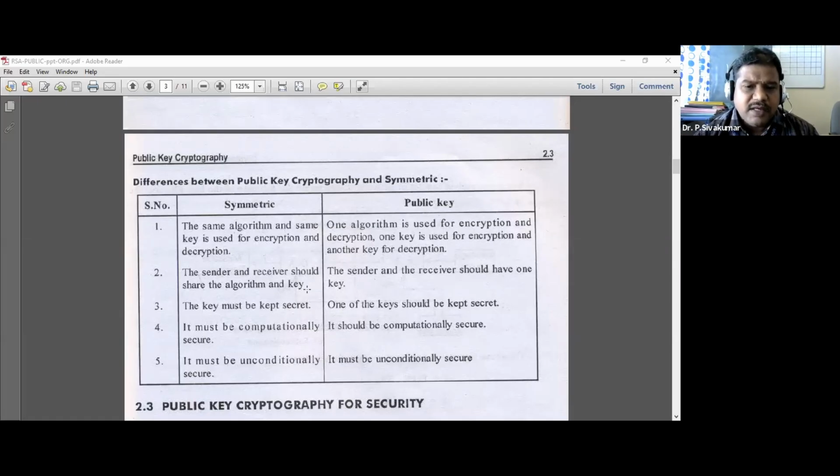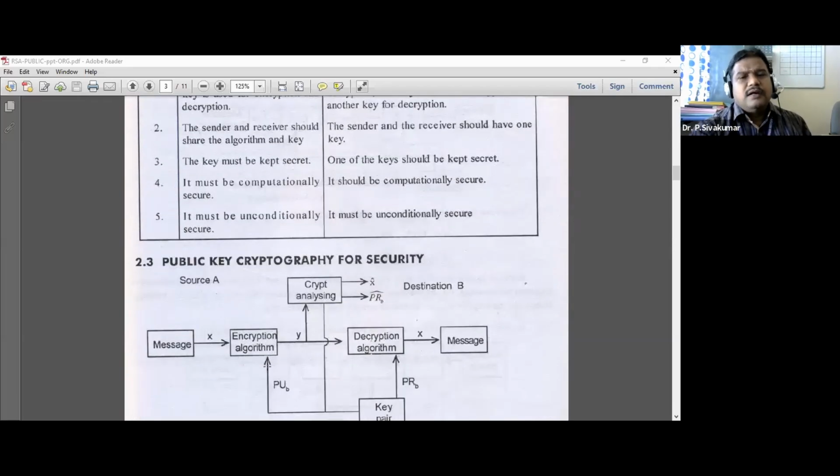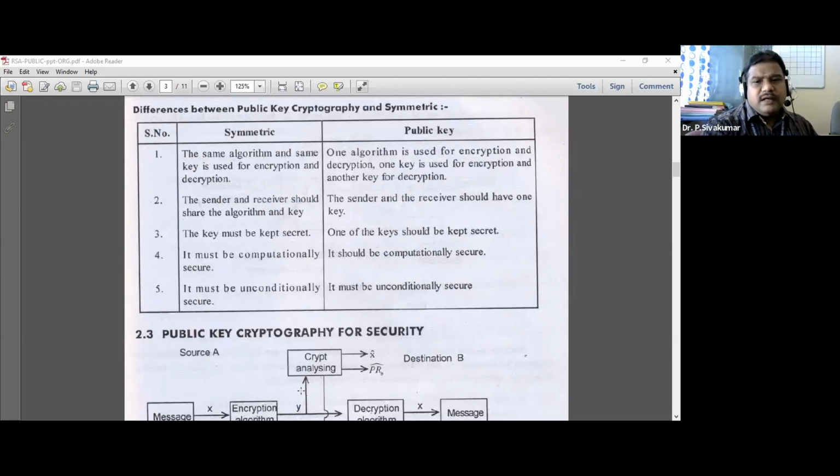Similarly, the key must be secret here. Here also the key must be a secret. But here, in public key, we can use two keys. That's the additional advantage compared with symmetric. This is the difference between the public key and a private key.